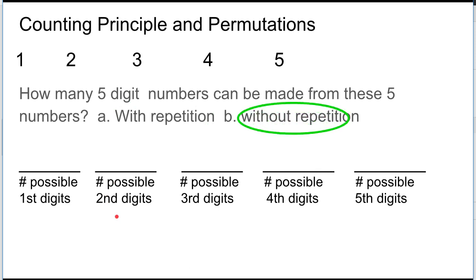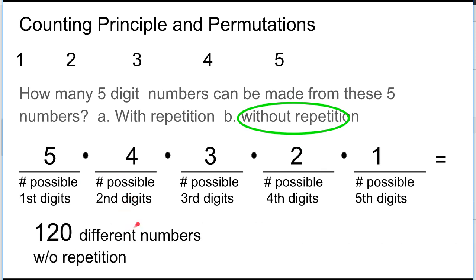So let's try it without repetition. Pause it and write down what you think the different possibilities for these digits are now. Okay, good. Hopefully you decided that we've got 5 different numbers that can go here, and 4 different numbers that can go here, and 3 different numbers that can go here, and 2 different numbers that can go here, and 1 different number can go here, because I'm not allowed to repeat any of them. And you'll remember that 5 times 4 times 3 times 2 times 1 is 120.